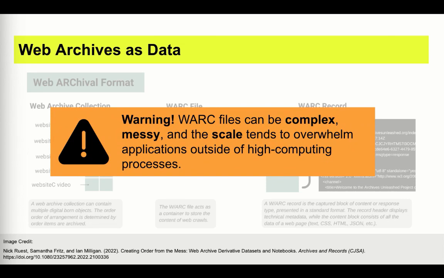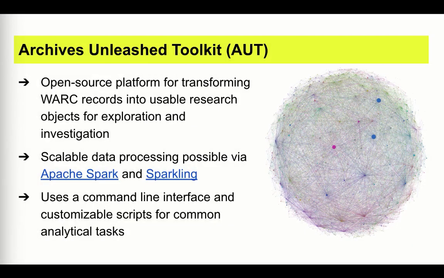One of the acute challenges faced by researchers interested in exploring WARC files is the scale of data, which tends to overwhelm applications outside of high computing processes. The Archives Unleashed Toolkit, or AUT, is an open-source library for Apache Spark that can transform WARC records into usable research objects for exploration and investigation.